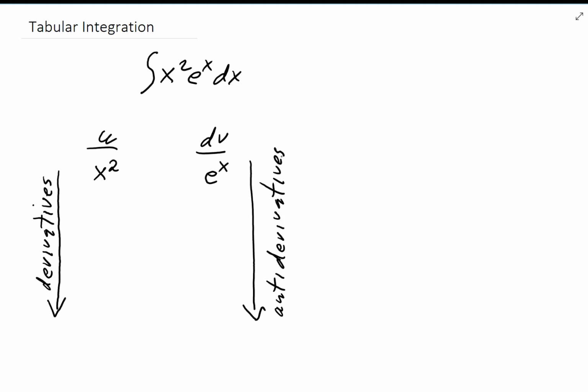Okay, so this will be quick. Derivative of x squared is 2x. Derivative of 2x is 2. Derivative of 2 is 0. And we stop as soon as we hit 0.